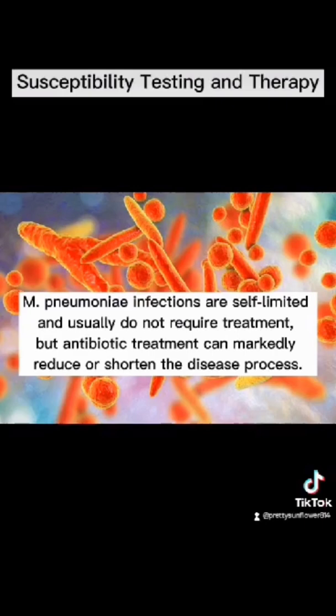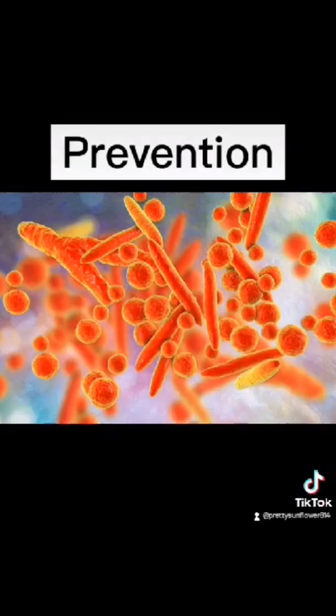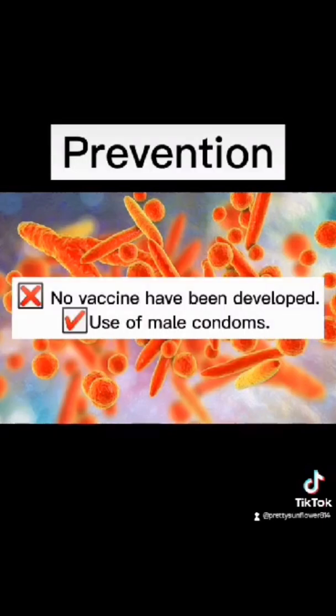Because of the lack of a cell wall, Mycoplasma pneumoniae and other mollicutes are innately resistant to all beta-lactam antibiotics, because this class of drugs interferes with cell wall synthesis. Prevention. No vaccine has been developed for Mycoplasma, so orogenital transmission of Mycoplasma and Ureaplasma can be prevented through barrier protection, such as the use of male condoms.